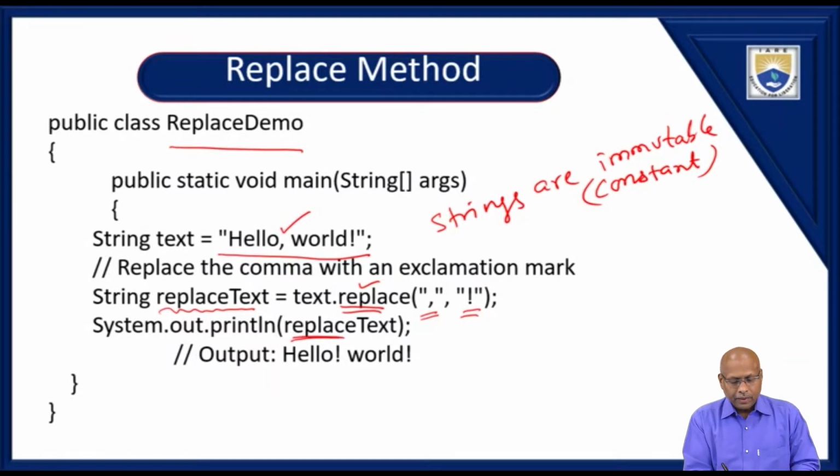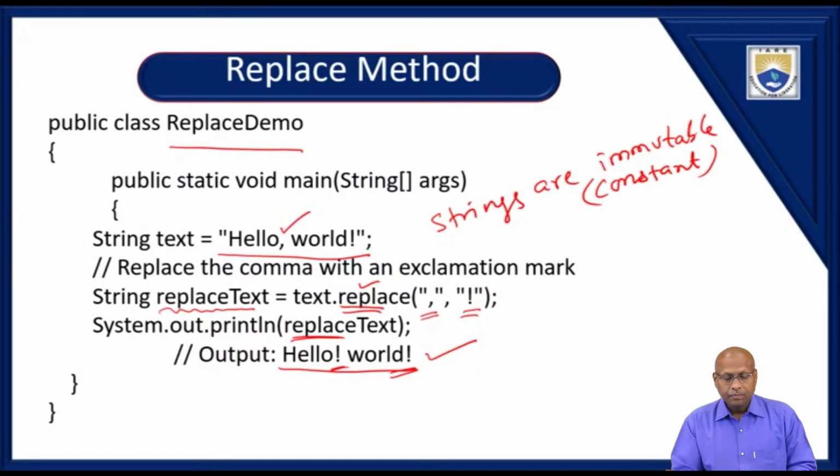Now when I am printing, what will we get? Hello, exclamation symbol, followed by World. Because earlier "Hello," had a comma, and now this comma is replaced with the exclamation symbol. So we'll get this. Try to run this program and see how it executes.